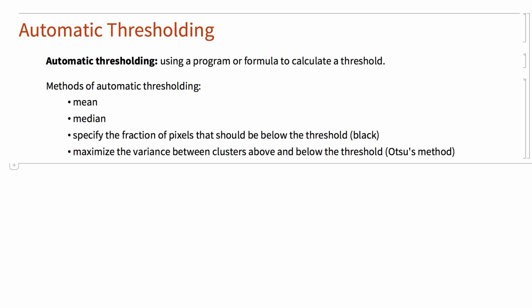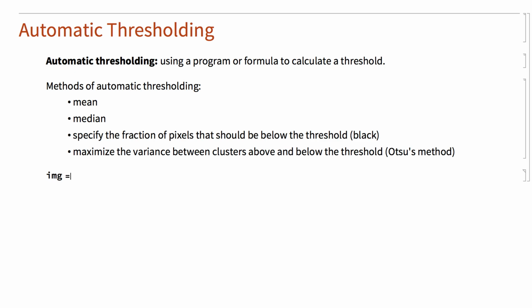For example, the threshold could simply be the mean or the median of the pixel values in an image. Other methods include specifying the fraction of pixels that should be black, or choosing a threshold using a method known as Otsu's method, which picks a threshold to minimize the variance of the pixel values above and below the threshold.